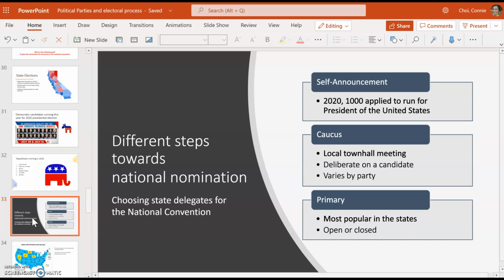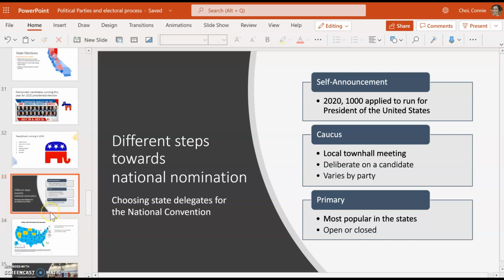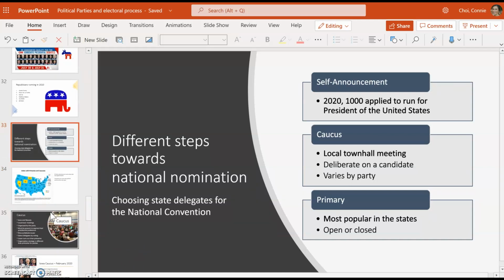Different steps towards national nomination. So as I mentioned, there's a two-step process. Now, each of the states determines whether that first step will be a primary election, or some states do something called a caucus method. And the caucus is generally used in states with less population, in comparison to California. In California, we use a primary method, but there are some other states that use a caucus.